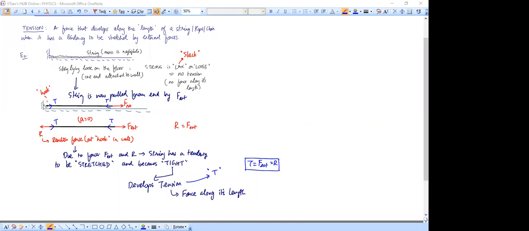Yeah, I shall explain that point. How we know that tensional force exists, the evidence for its existence, we'll discuss.